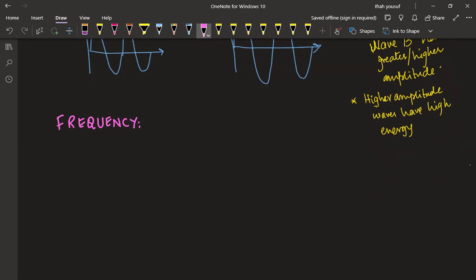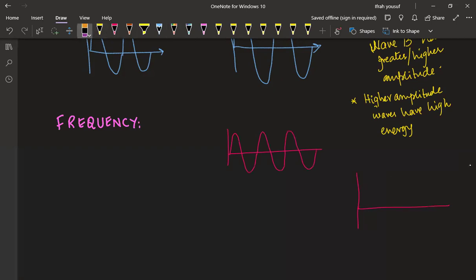All right, so let me show you some waves. Then you are going to tell me what the difference is between different waves. Let me draw here, let me sketch the waves. This is, let's say, wave A. And this is going to be your wave B.